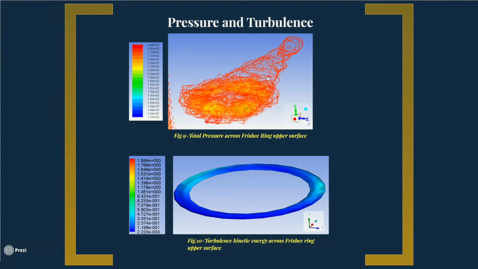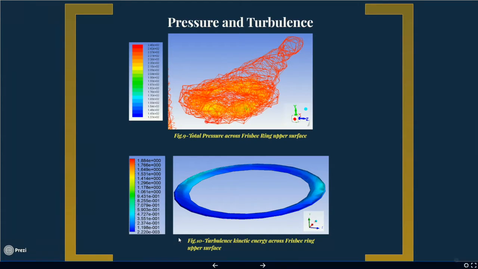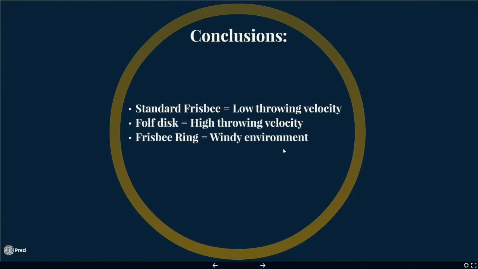Here we see the pressure distribution. It is nearly symmetrical from the top to the bottom of the Frisbee ring. It can be seen that near the Frisbee surface, we have the lowest pressure, and then as we radiate outwards, pressure increases. This lower figure here, figure 10, shows that the turbulent kinetic energy is the greatest about midway across the Frisbee ring body. All this leads to a few conclusions.